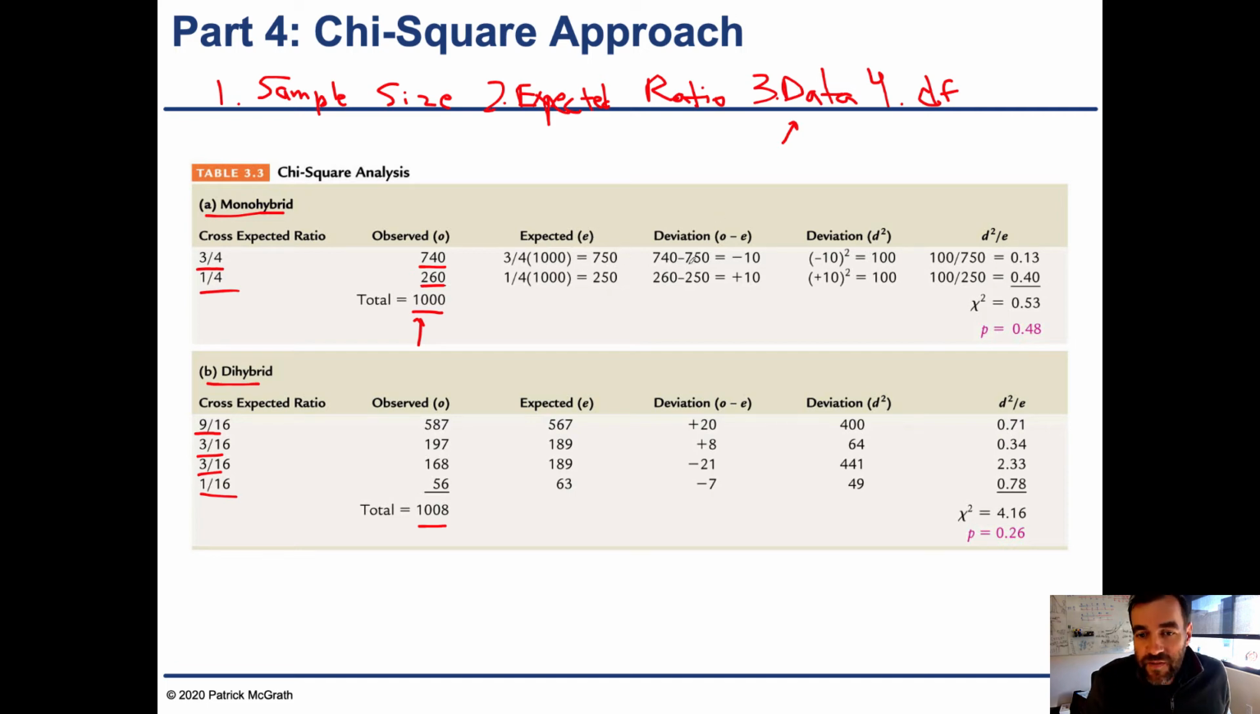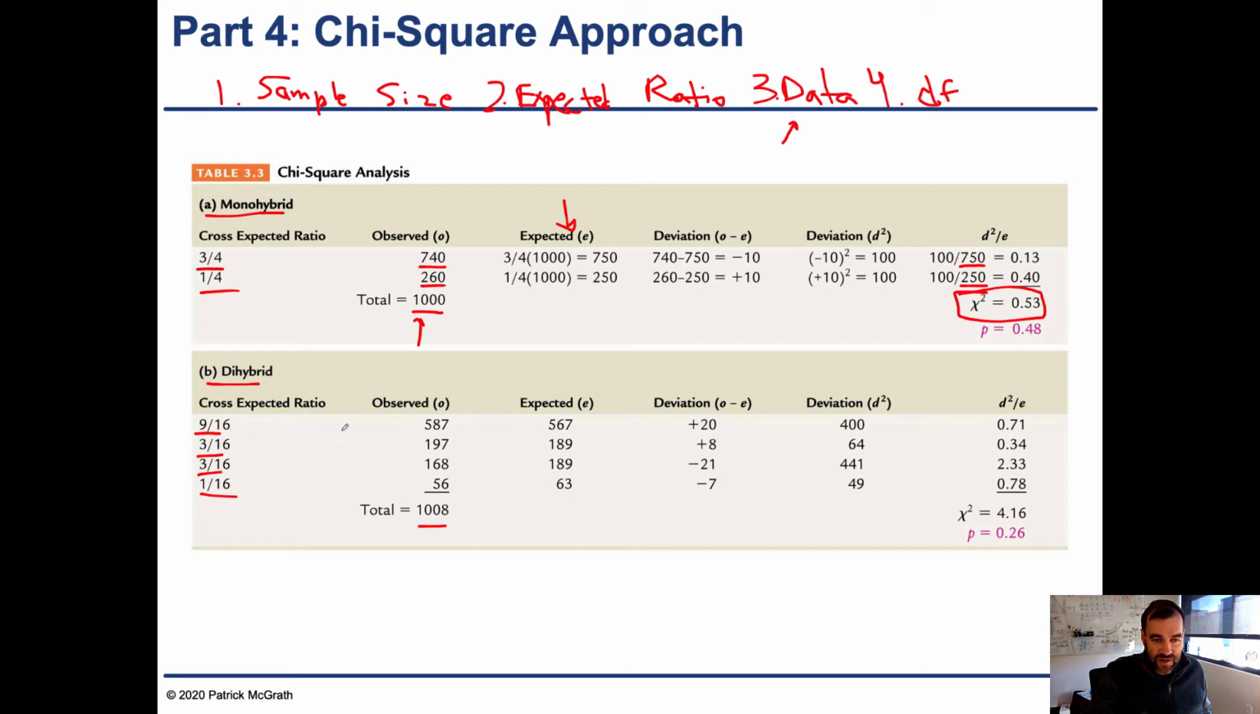Then we calculate the difference. We just subtract these two numbers, so -10 and +10. We square those numbers to get 100, and then we divide this number right here by this expected column right here, and this gives us this number, d squared divided by e. You'll notice in this first row we divided by 750, and the second row we divided by 250. We add these up together, and in the end we get this chi-squared value of 0.53. So by doing this, we end up with this chi-squared value.